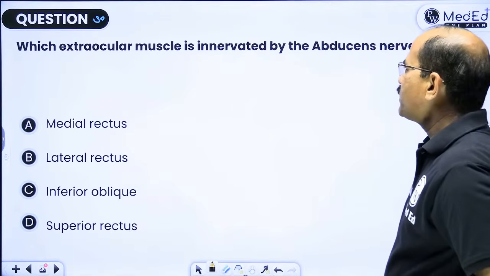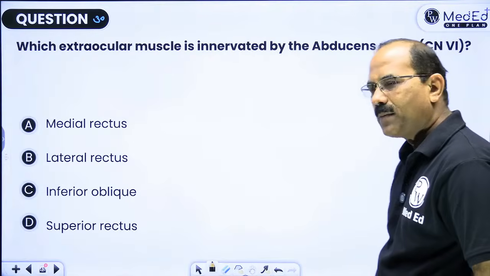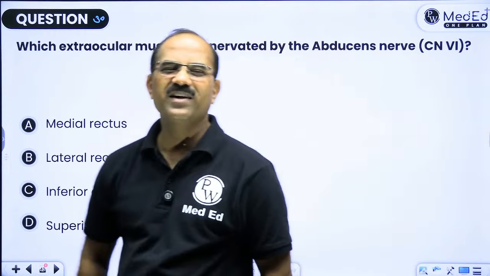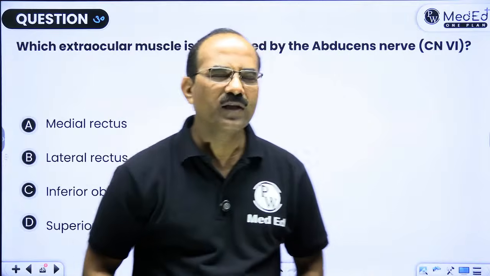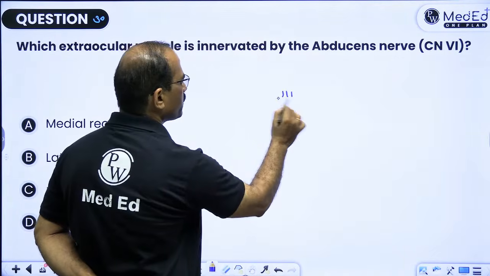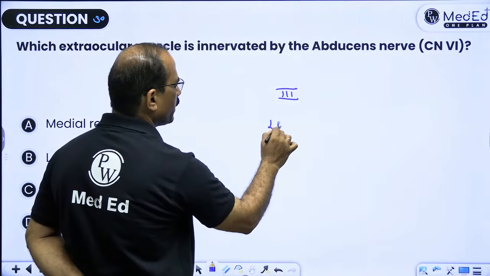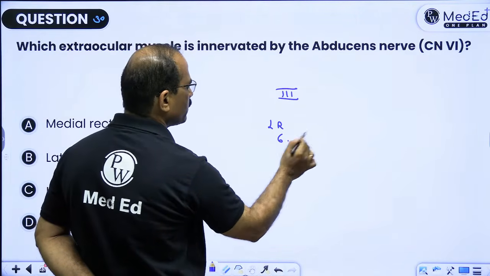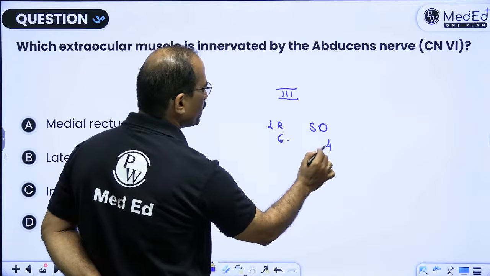Coming to the next, which extraocular muscle is innervated by abducens nerve? Easy hai. This is very easy. All the extraocular muscles are supplied by third nerve. है ना? All the extraocular muscles are supplied by third nerve except LR, which is supplied by sixth nerve, and superior oblique, which is supplied by fourth nerve.